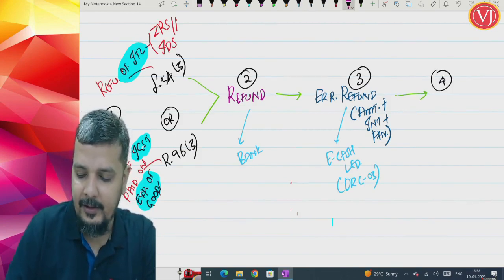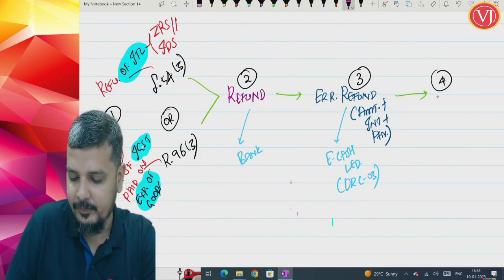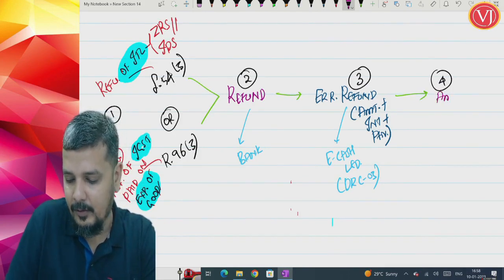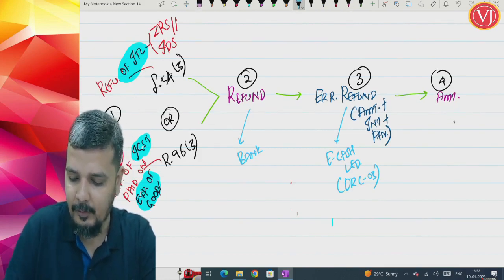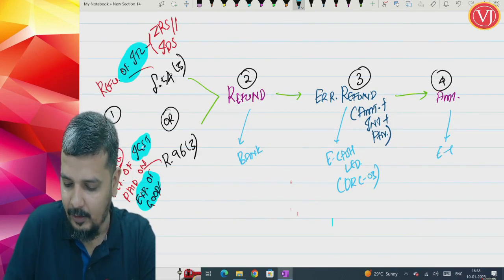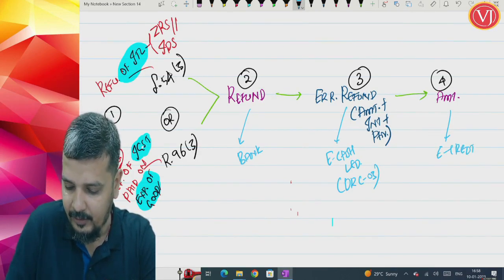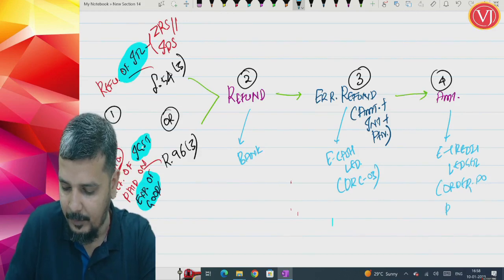They are telling that you will get that amount. You will get the basic refund amount back in your electronic credit ledger. An officer will give an order for that, in PMT-03A.